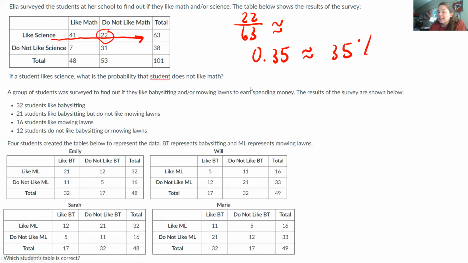All right, now here, like I said, these are on your little quiz for frequency tables, or two-way tables is what they're called. So we want to find out who made the best two-way table. Was it Emily, Will, Sarah, or Maria? So we're looking for a total of 32 students like babysitting. So babysitting would be BT. Babysitting, we need a total of 32.